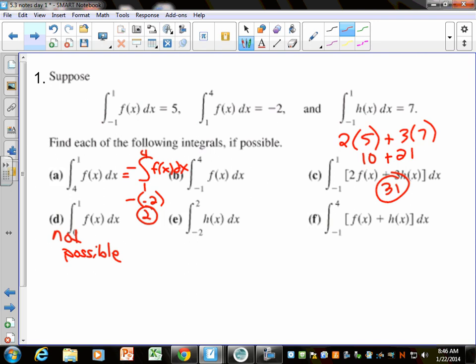Same principle applies to e here. E, negative 2 to 2, you think, oh, I'm just doubling this interval, so maybe I should just double 7 and the answer is 14. But again, we don't know that. We don't know what's happening on the outside of negative 1 to 1. Like, it could be a crazy graph and this side go way up and this side go way down. It could be no change at all. So we do not have a property that says we can double these and then double this. So this is also not possible.